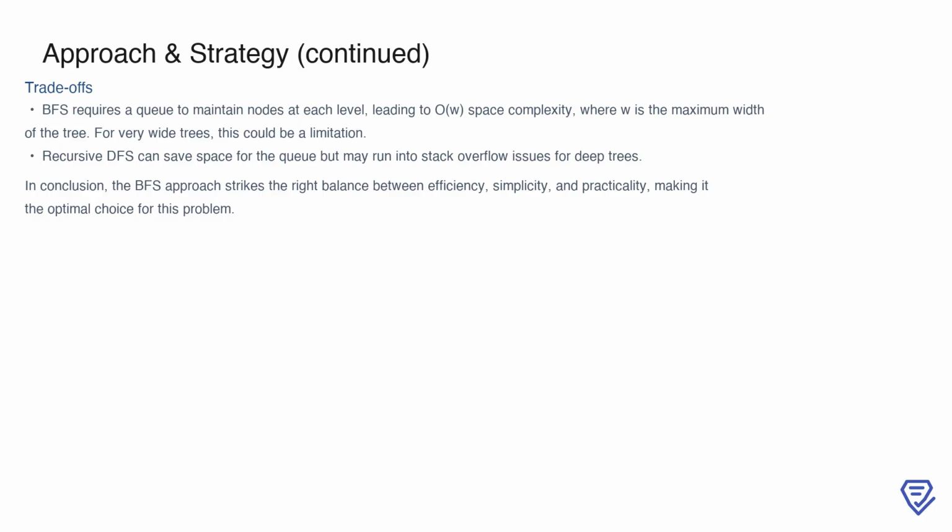In conclusion, the BFS approach strikes the right balance between efficiency, simplicity, and practicality. It avoids the pitfalls of both brute force and recursive DFS by eliminating redundant computations and handling the tree traversal iteratively. For this problem, BFS stands out as the optimal solution, providing a clear and scalable way to determine the maximum level sum of a binary tree.